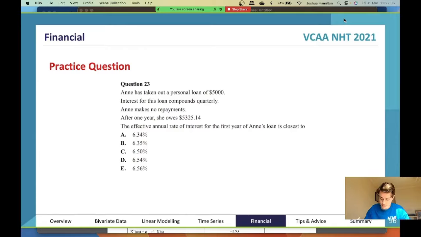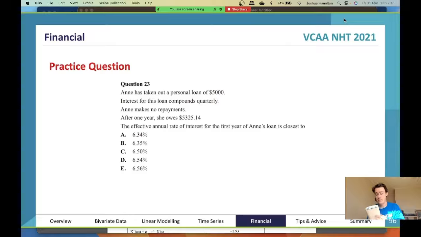I say that interest for this loan compounds quarterly and makes no repayments. After 1 year, she owes $5,328.16. The effective annual interest rate for the first year of Anna's loan is closest to. So, how are we going to go about this question here? We need to know the effective interest rate. But what's important here is that we haven't really been told what is the normal interest rate. So we're actually going to have to find both.